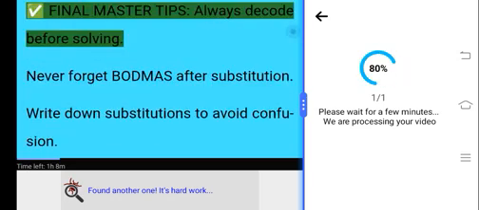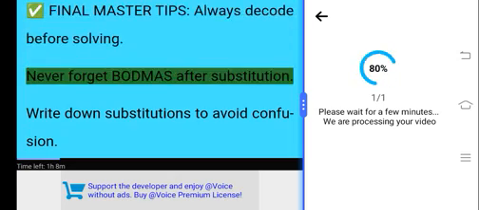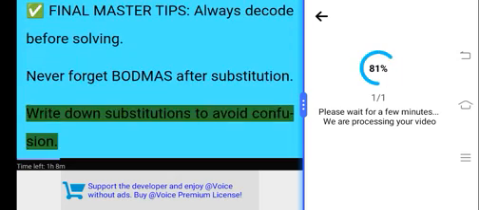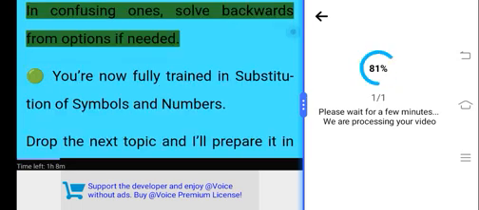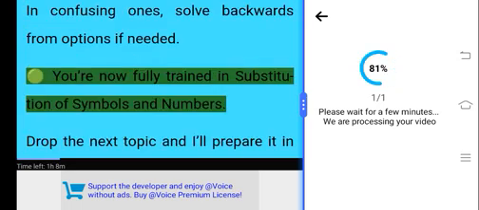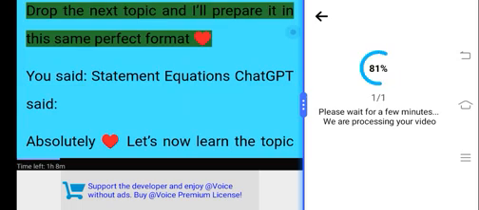Maybe it's a trick. Final master tips: always decode before solving. Never forget BODMAS after substitution. Write down substitutions to avoid confusion. In confusing ones, solve backwards from the options if needed. You're now fully trained in substitution of symbols and numbers. Drop the next topic and I'll prepare it in this same perfect format.